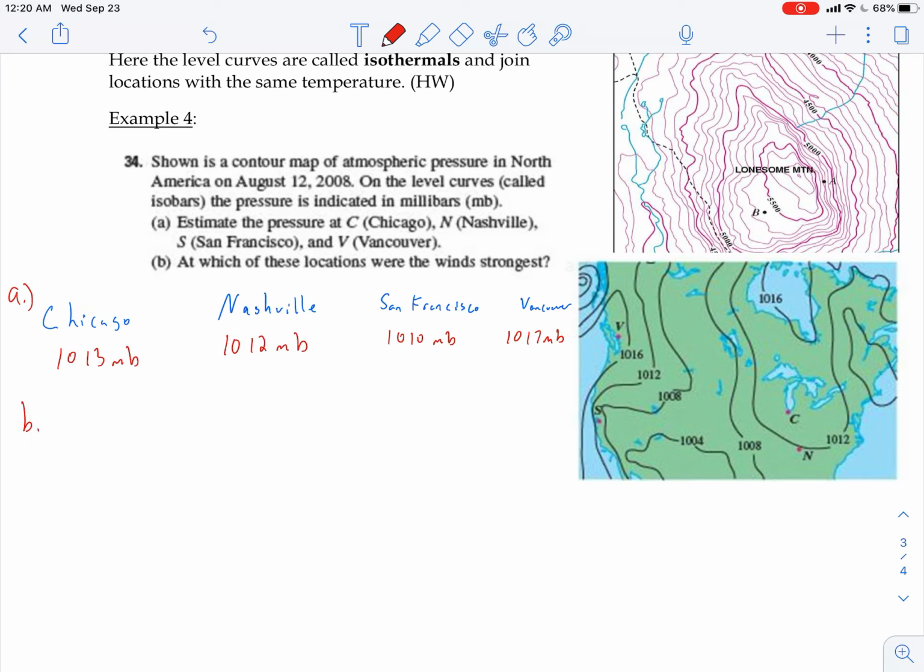Now let's look at B. At which of these locations were the winds the strongest? As we look, it looks like where the isobars, the level curves, are closer together, that's where the winds are the strongest. So looking at our picture, where are the isobars closest together? They're closest together at San Francisco. Therefore, San Francisco is where the winds are going to be the strongest. So we'll say San Francisco.